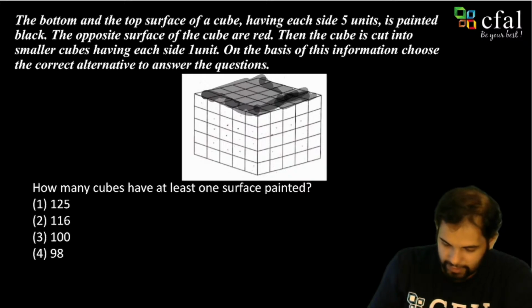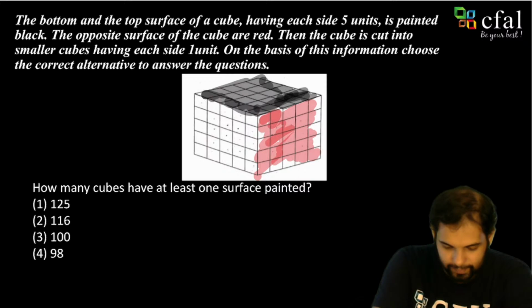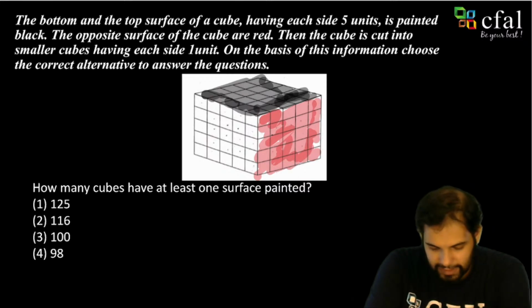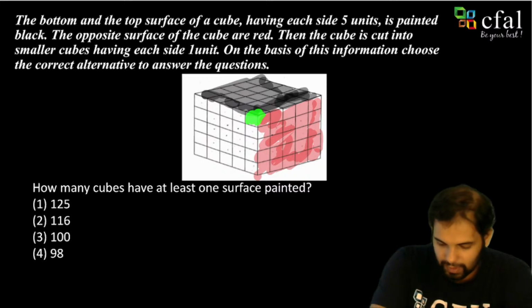So let me find the red color. Okay. Some surfaces are done red. Okay. There's an overlap, so it will look dark a bit. Okay. Fine. Then what? Then the cube is cut into smaller cubes having each side unit 1. So all of these sides are unit 1 here, I think. These are all unit 1s, okay.